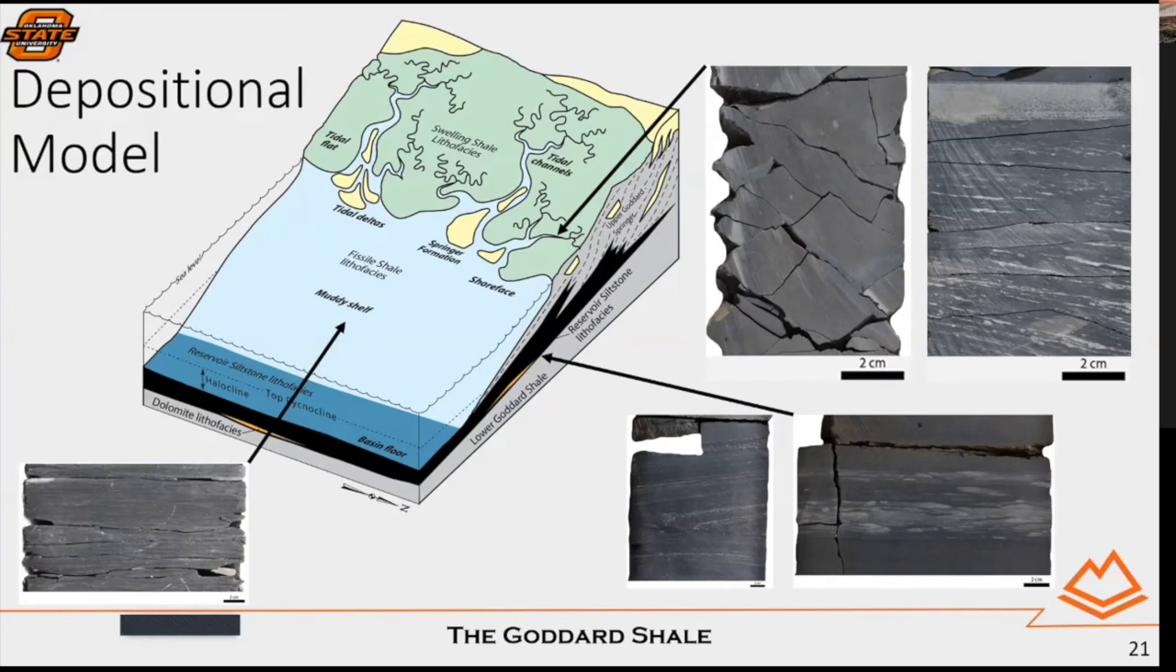And then the core photo just to the right of that shows some of our clay drapes and ripple cross lamina. There is a dynamic environment occurring here. And then towards the front of the depositional model and the bottom, you can see the Dolomite Lithofacies is more of a lens that I have there. And I see that as maybe a tempestite deposit or an internal wave deposit at the top of the pycnocline.